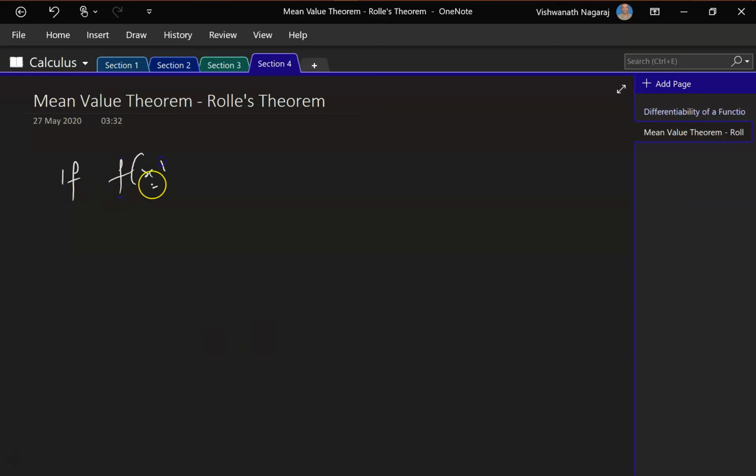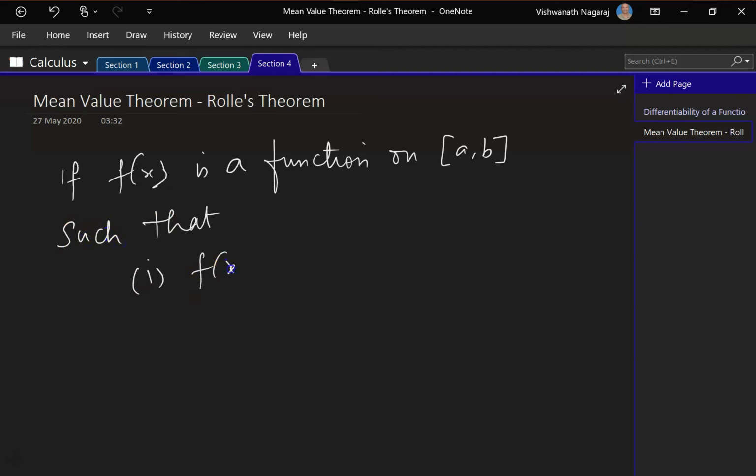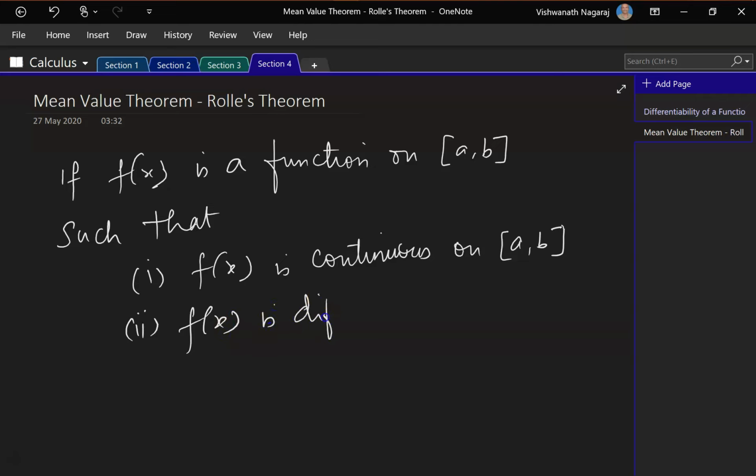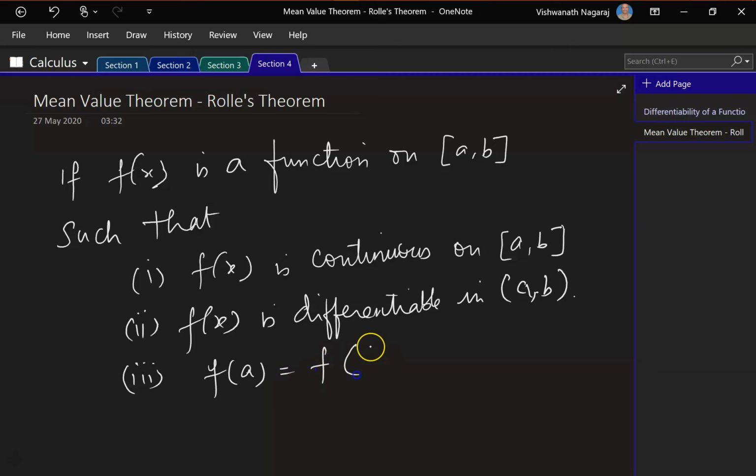If f of x is a function on the closed interval a comma b such that f of x is continuous on the closed interval a comma b, f of x is differentiable in the open interval a comma b, and f of a is equal to f of b.